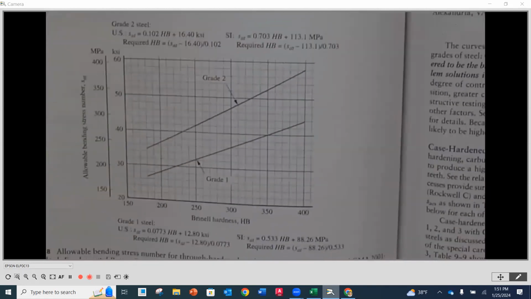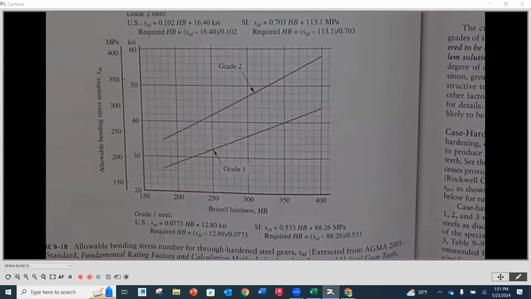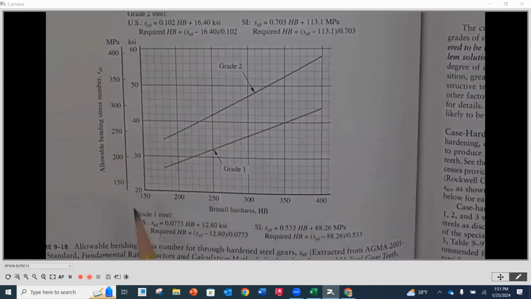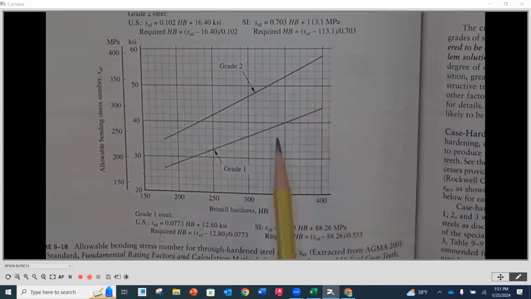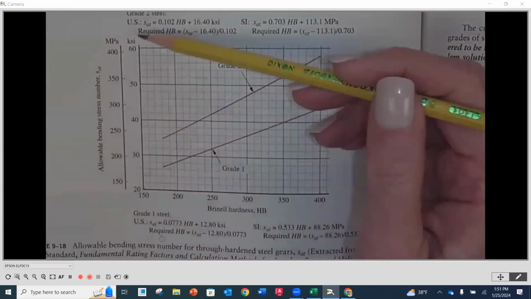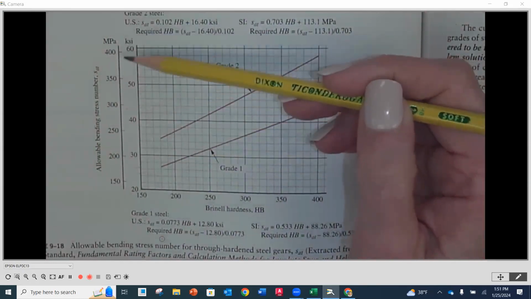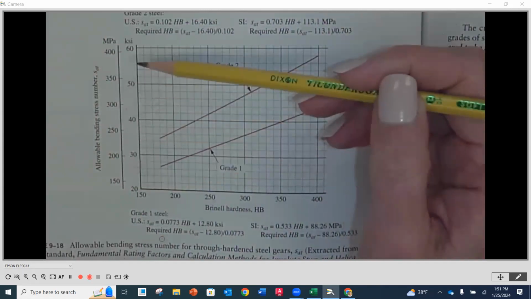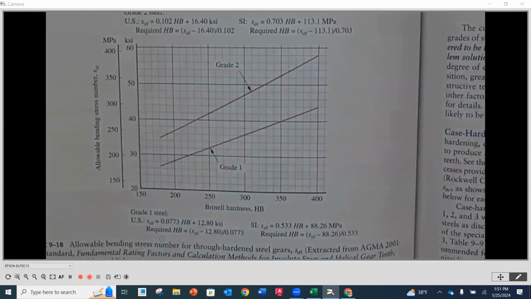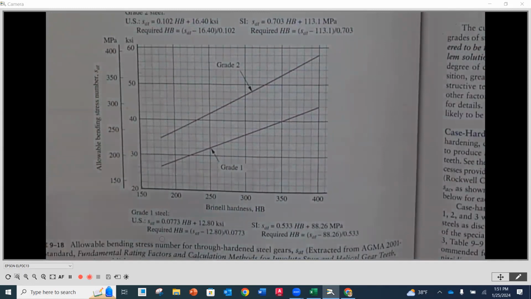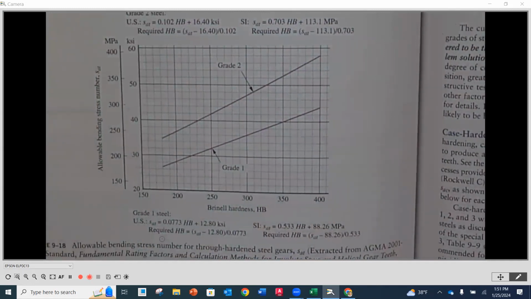Yeah, 390 is the bending. 391 is the contact stress. So what you're going to do is you're going to kind of read this backwards. Here are the HB numbers on this axis. You're going to go up to the corresponding grade line, and then you're going to read over what the corresponding allowable bending stress number is. And you can read it in KSI. That's totally fine. So it's just kind of practice making sure you understand how to read that chart.